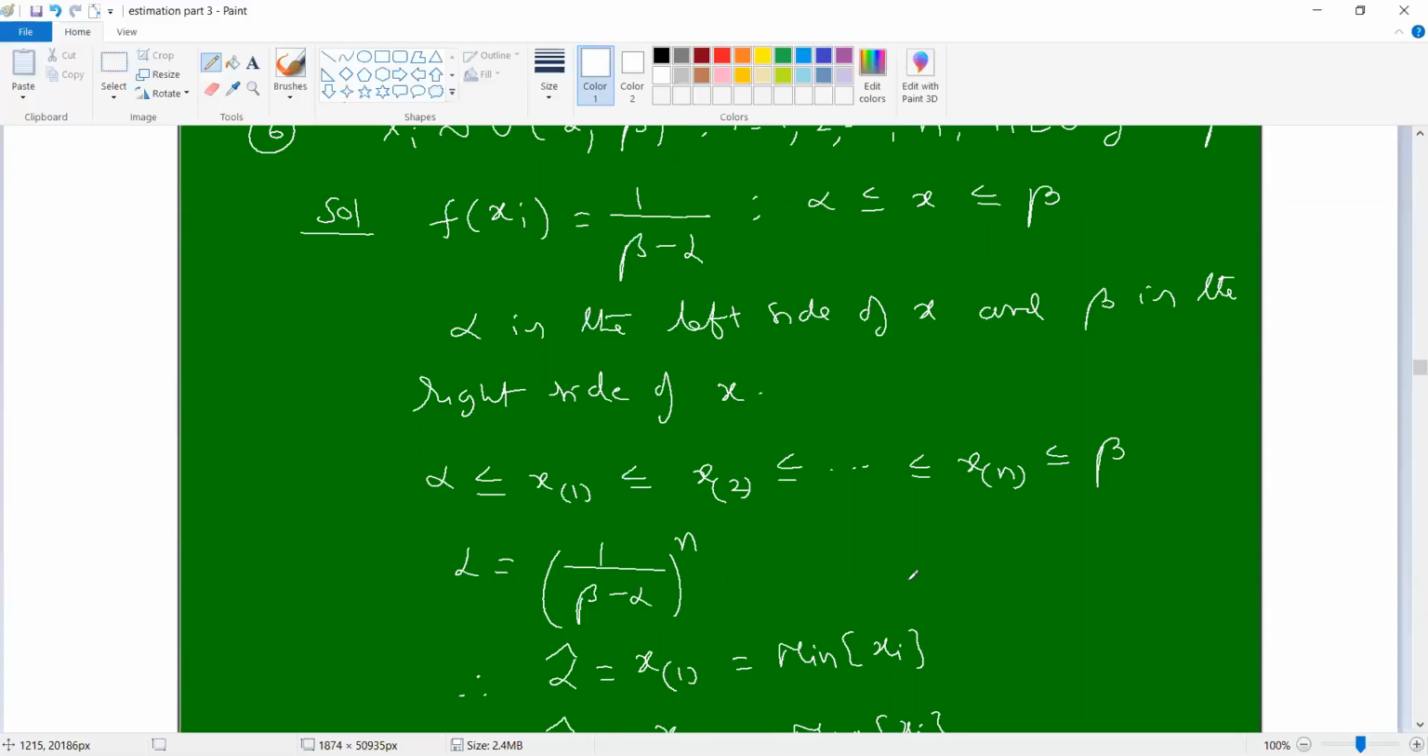The range of the x depends upon parameter theta. Definitely you have to apply the order statistics technique, the HC Saxena shortcut method. Apply this method to obtain the MLEs of unknown population parameters.